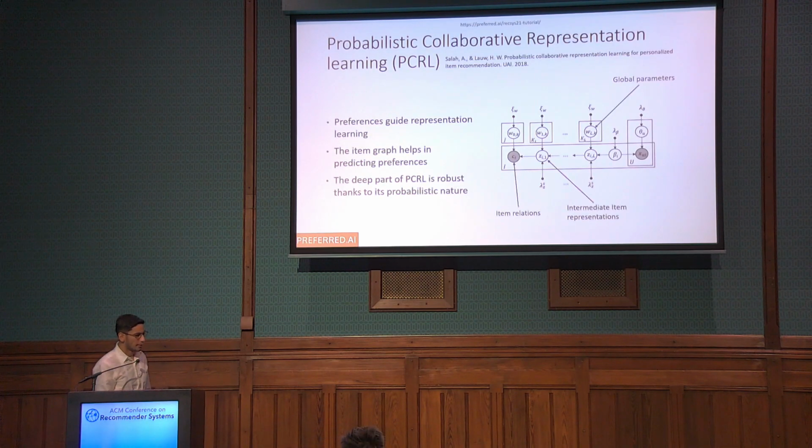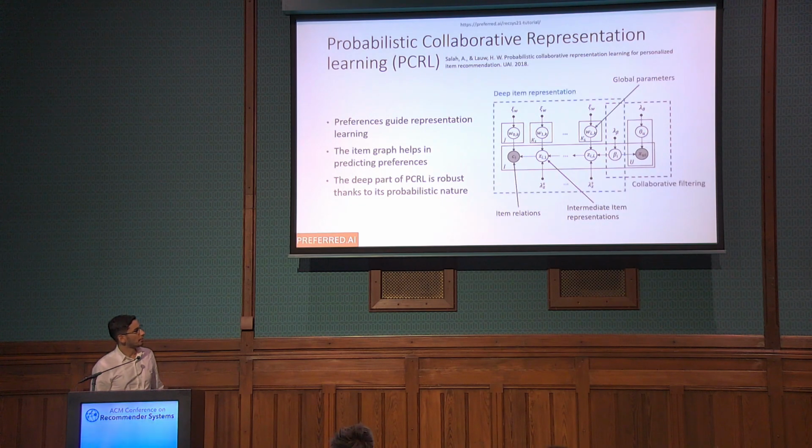Okay, another thing you can do if you want to improve the learning from the item relations, which tend to be denser than the user-item interactions, is to combine the collaborative filtering model with a deep learning model to perform deep item representation learning. So the intuition here is that this deep item representation learning part will be guided by the collaborative filtering model to extract features that are useful to explain user preferences.